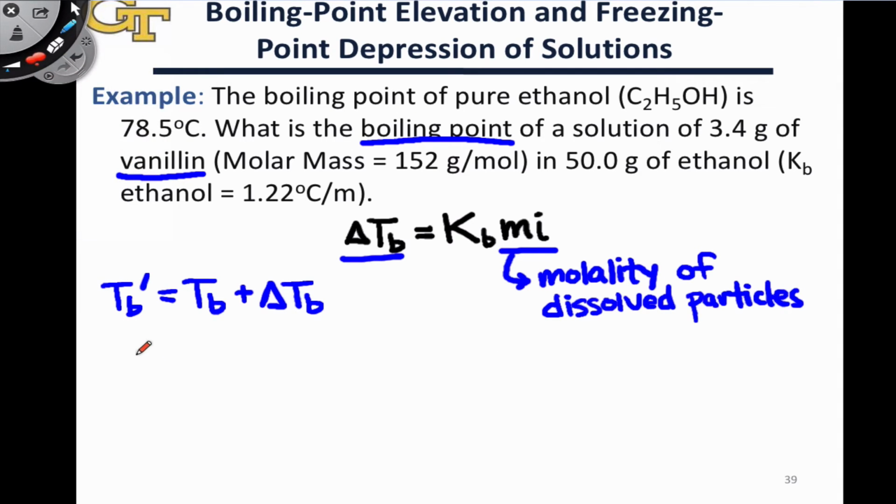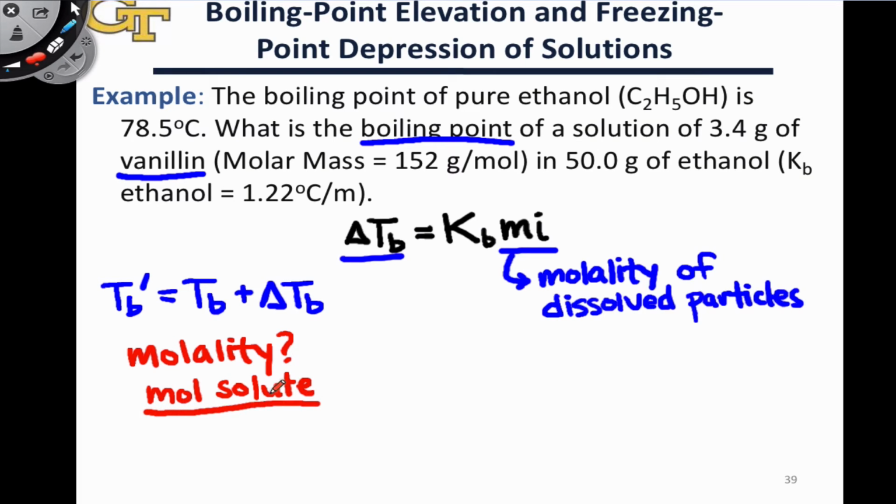Our first step is to determine the molality of vanillin in the solution with ethanol. The definition of molality is moles of the solute. It's almost always going to be moles of the solute in the numerator of concentration measures, divided by, and here's the unique part, kilograms of the solvent. Note that this is the solvent only, not the total solution.